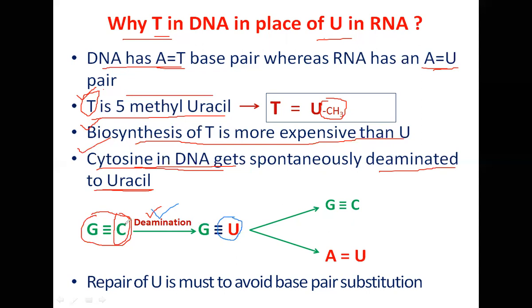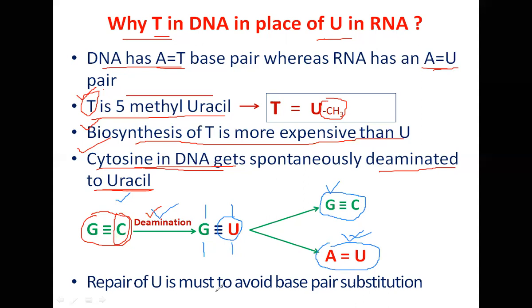So what do you have now? In place of a GC pair, you have a GU pair. And when such a DNA strand having G in one strand and a mismatched base U, U is what? U is a deaminated cytosine in the other strand. When this DNA undergoes replication, in one daughter molecule you will have GC, which is normal, like the parent. But in the other daughter molecule, you will have a substitution mutation. In place of a GC, you will have an AU pair.